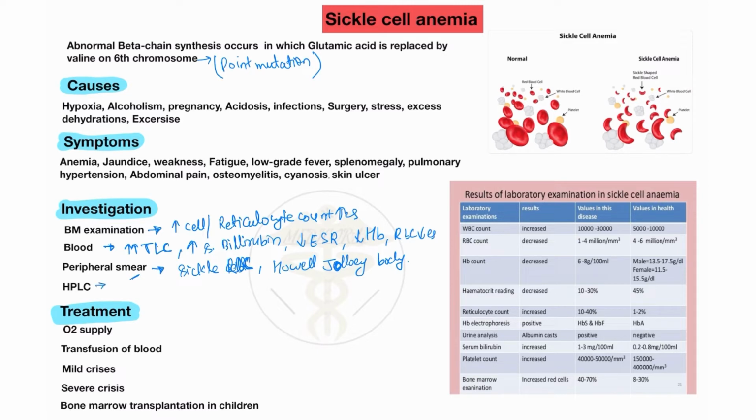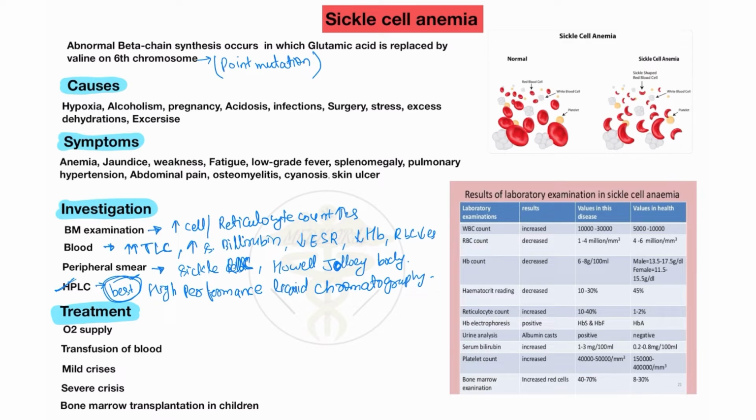When you see HPLC, it is the most important. When in the examination they ask which is the best choice for investigation, HPLC is the best choice for investigation of sickle cell anemia. What is HPLC? HPLC is high performance liquid chromatography. This is the full form of HPLC. Please learn this, it is important.